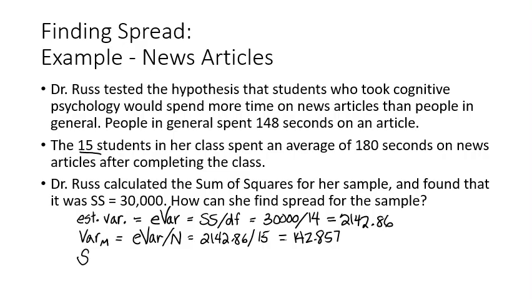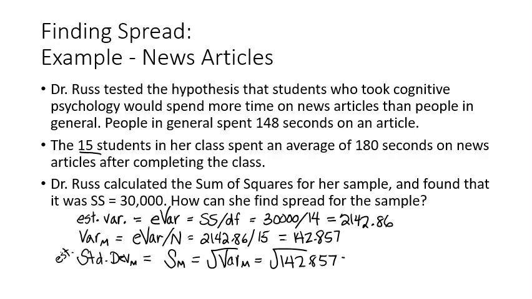And next we're calculating the standard deviation, the estimated standard deviation for the distribution of means. And we're going to just write this as this kind of italicized S for the distribution of means. And that equals the square root of varm, which equals the square root of 142.857, which equals 11.9523.